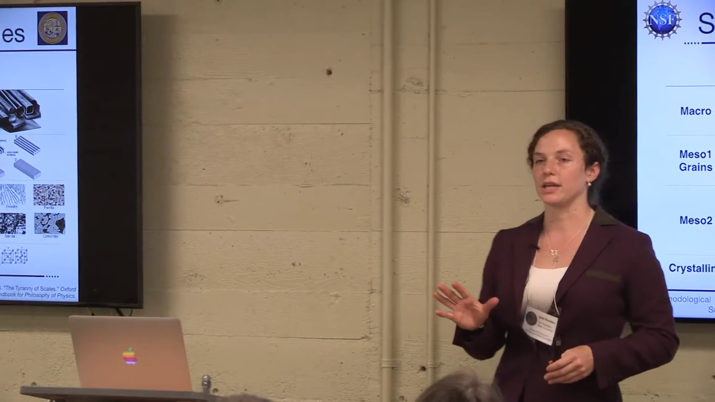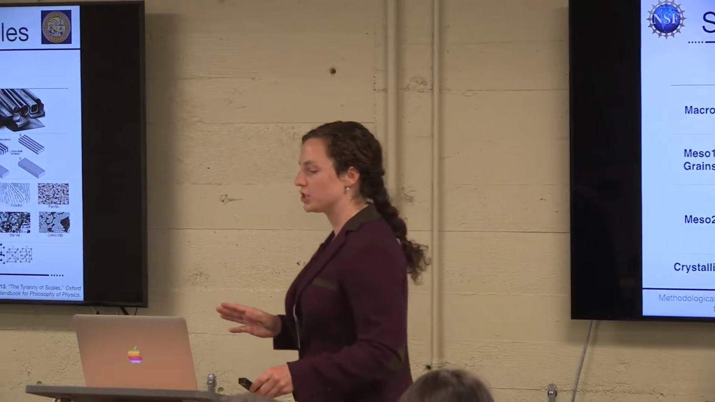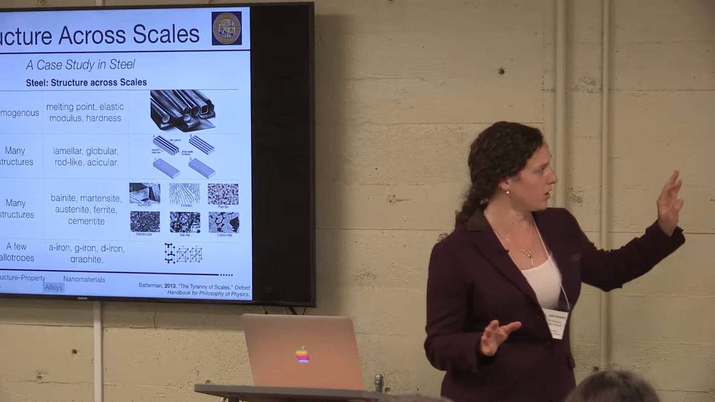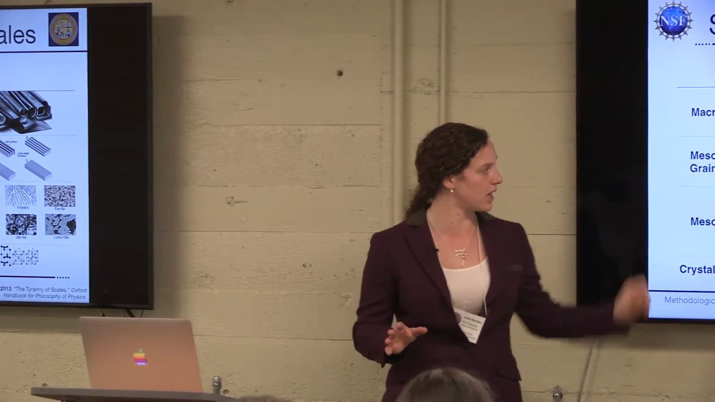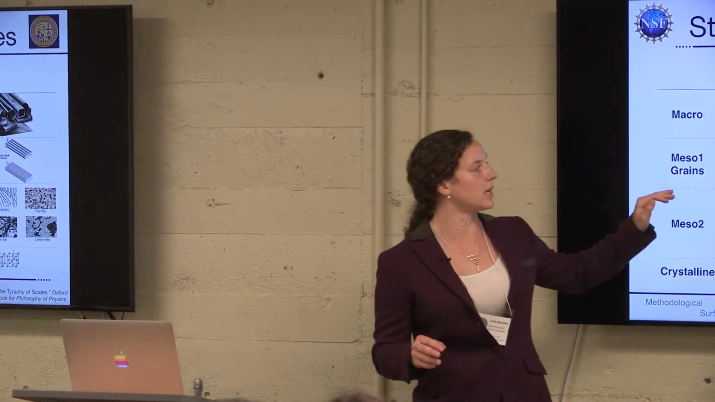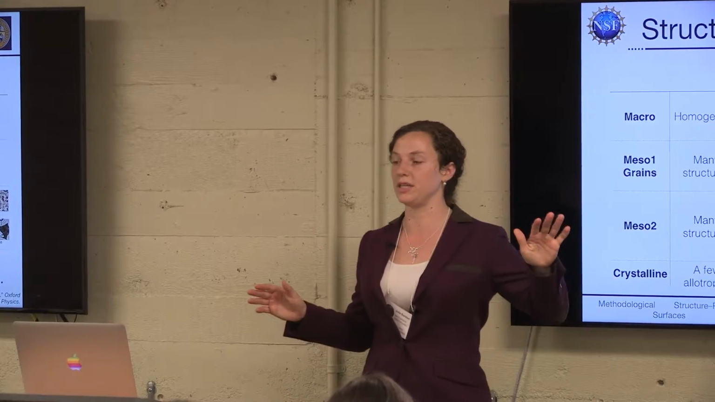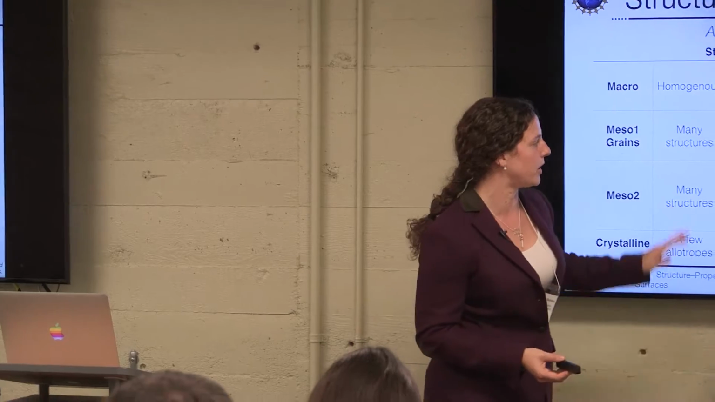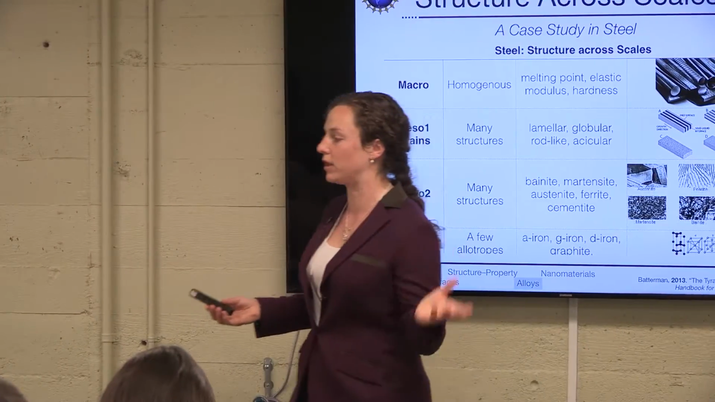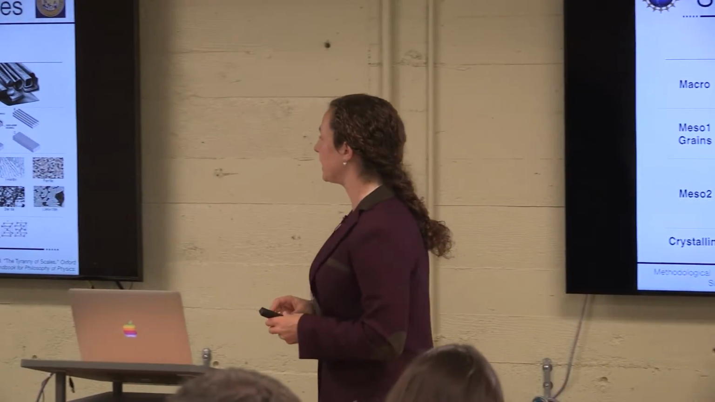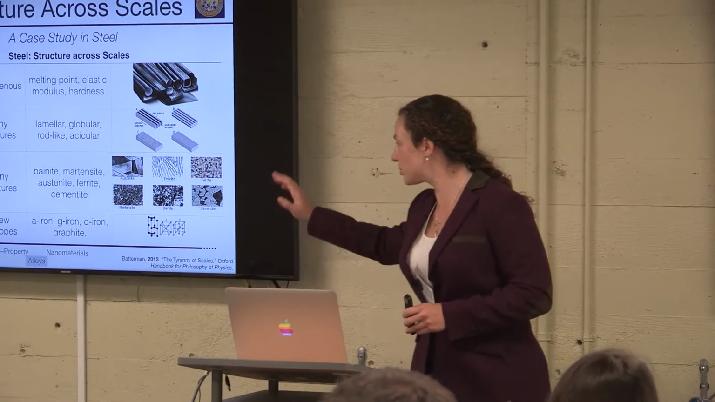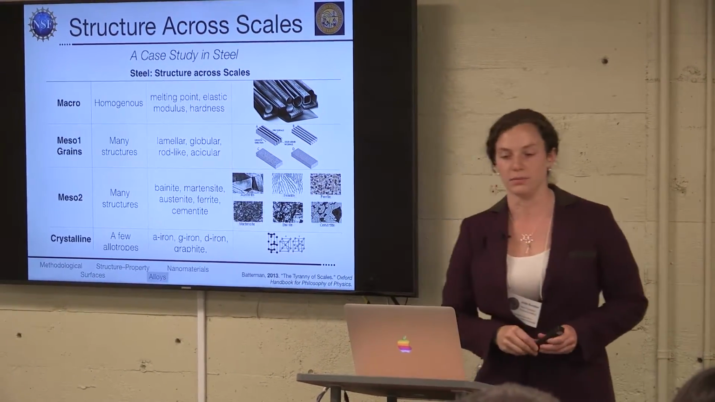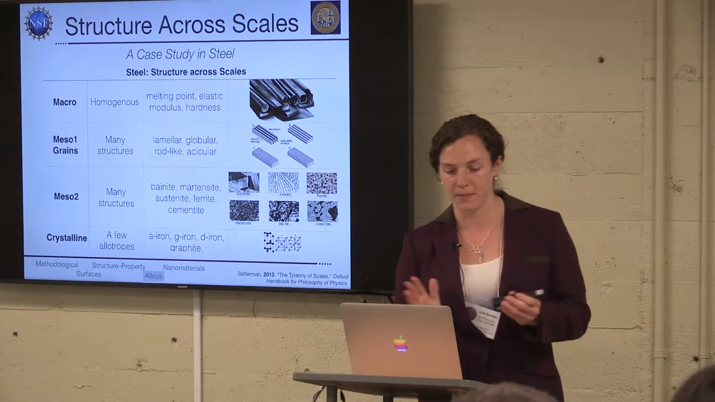I can zoom in and look at the structural features at a variety of different scales. I'm going to call them the two mesoscales, the in-between scales. I can have arrangements of the pieces of steel that look like a lot of structure: lamellar structure, globular structure, rod-like structure. And I can zoom in on those and get even more structures, things like the individual grain structures of steel: bainite and martensite and austenite and ferrite.